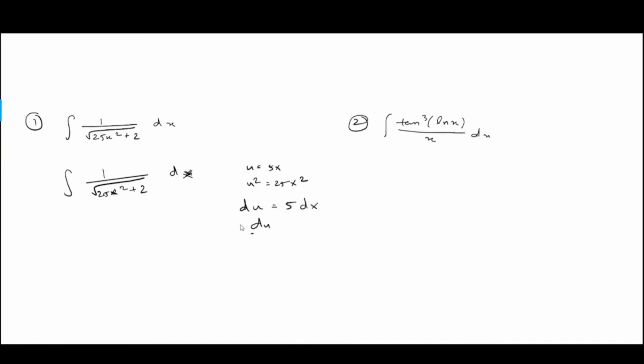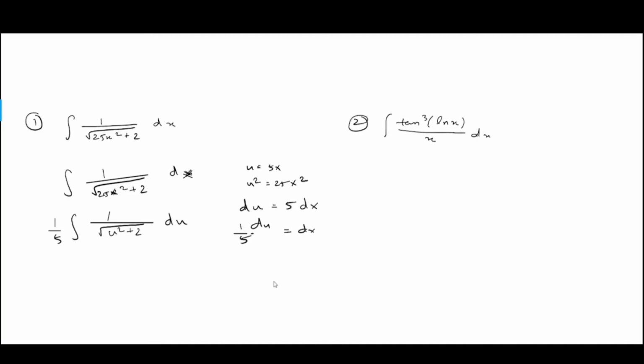So now, let's bring the 5 over here, and then 1 by 5 du is equal to dx. Let's plug all of this back into the equation: the square root of u squared plus 2, and du by 5. That's pretty neat. Now, is this doable? Is this integrable? Yes, we do have a formula for that, or we can always derive it.